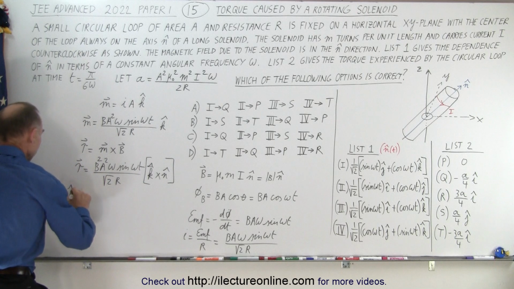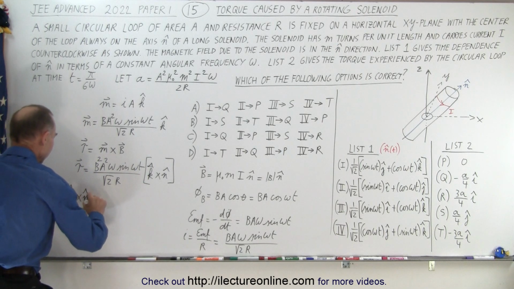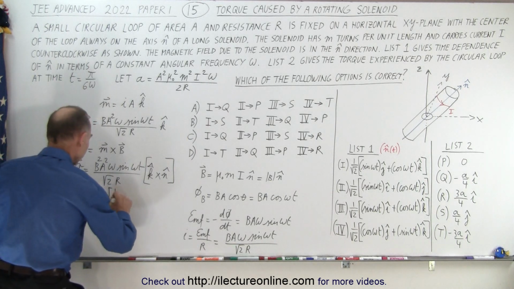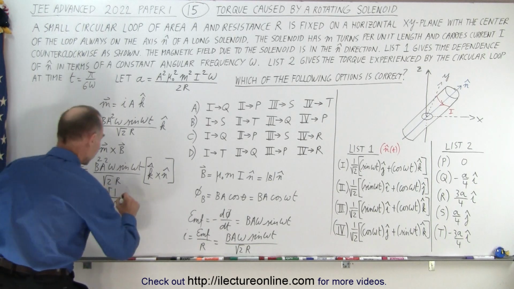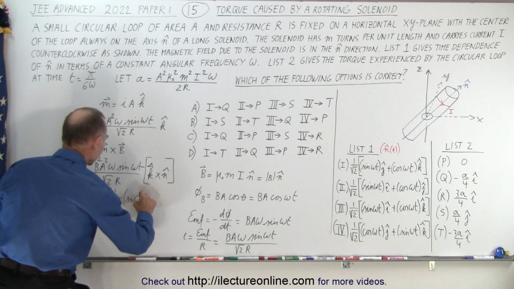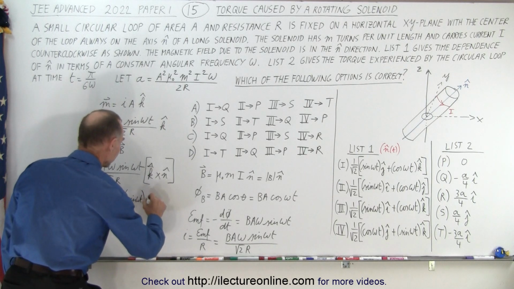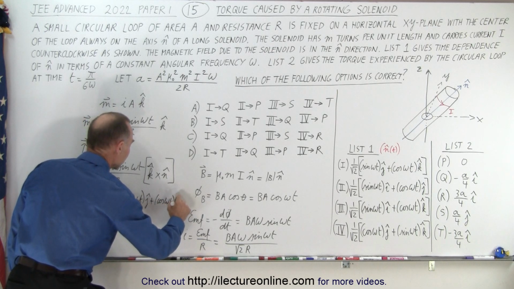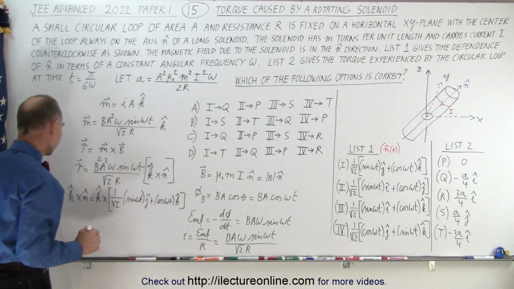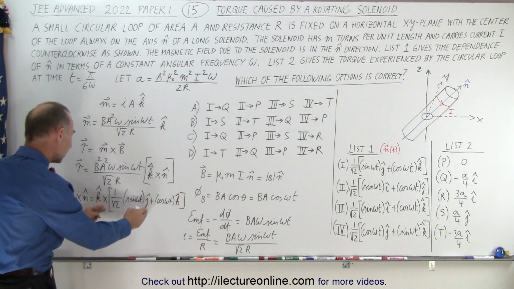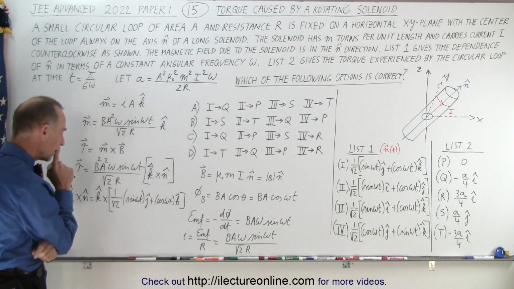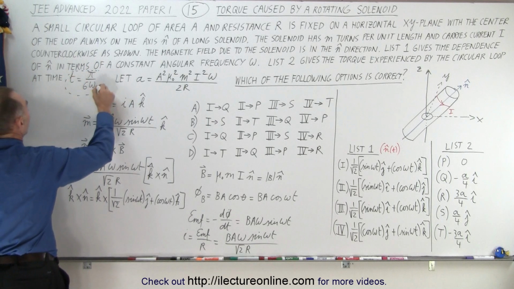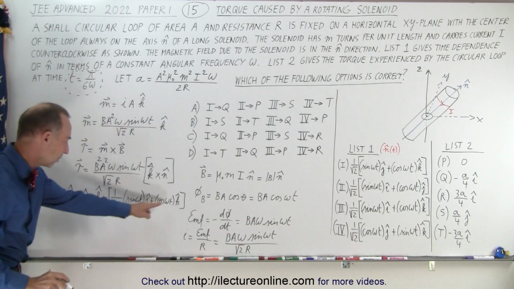So k cross n is equal to k cross 1 over the square root of 2 times the sine of omega t in the j direction plus the cosine of omega t in the k direction. All right. So we're going to take the result of that and multiply it by this quantity right here. And then we're going to evaluate it at time equals pi over 6 omega, because that needs to be plugged in there.